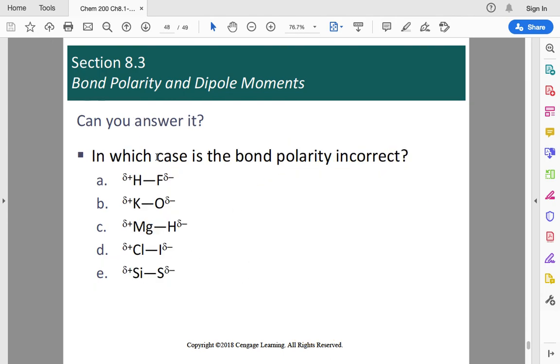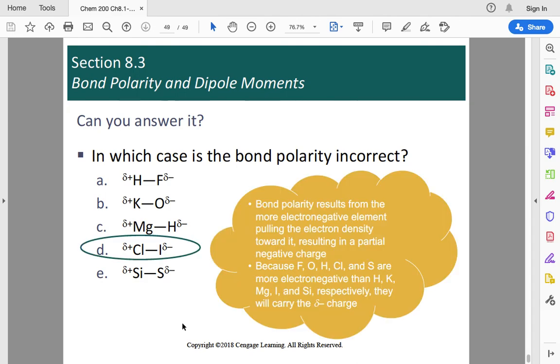And then lastly, in which case is the bond polarity incorrect? So I'm asking you, when you look at these, which one of these is incorrectly drawn? In this case, aside from the fact that Mg would not be slightly positive, this would be a cation and another cation, which doesn't make any sense for that one. But what we see here is chlorine with a positive charge and the iodine with a negative charge.